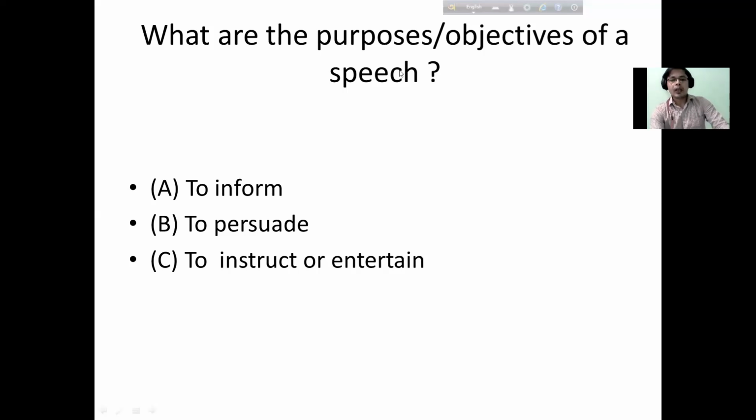So your assignment title is that you are going to take part in the election of a city corporation or municipality. Okay, so you are a candidate for the mayoral post. What is the purpose of your speech? Can you tell me what the purpose of your speech will be? To instruct or entertain, to inform, or to persuade? What is the purpose of your speech?